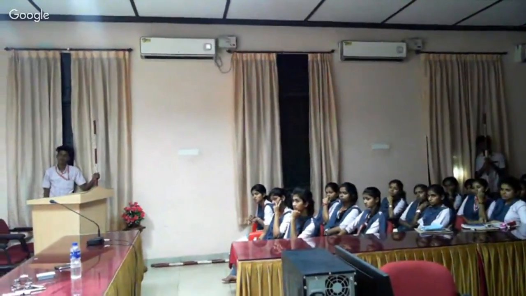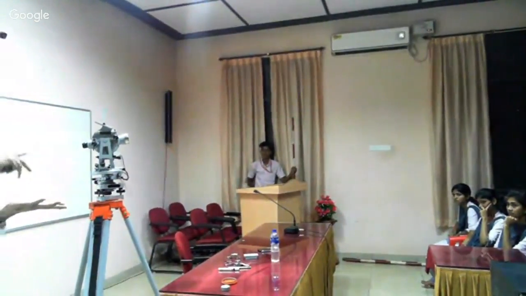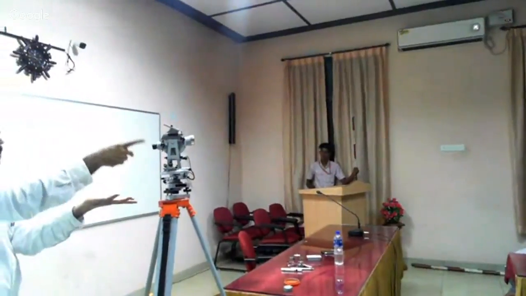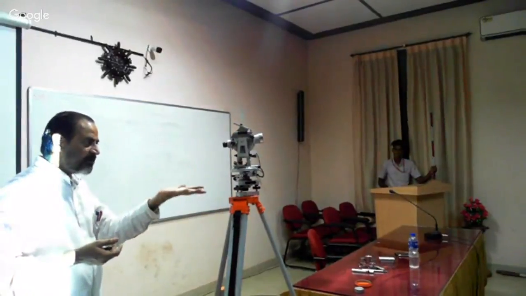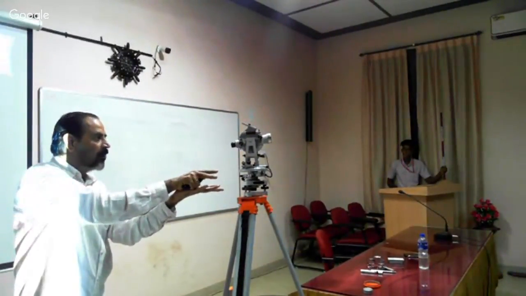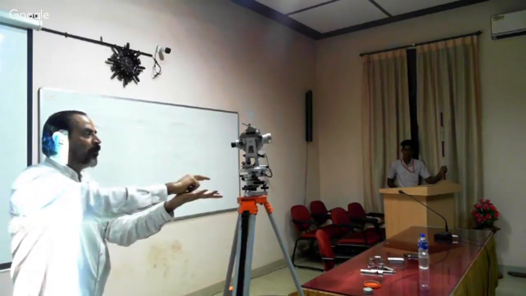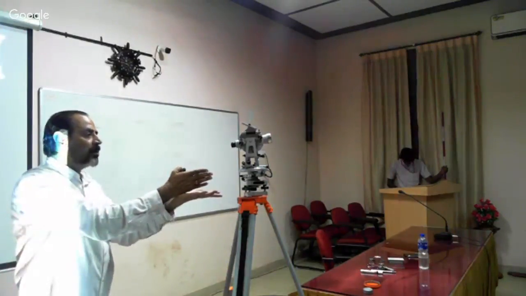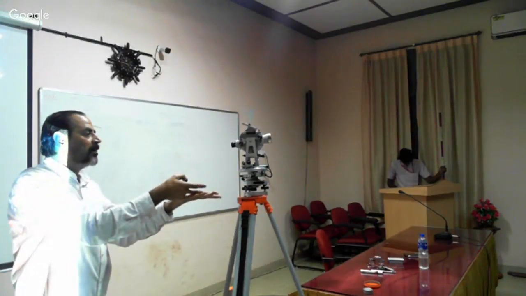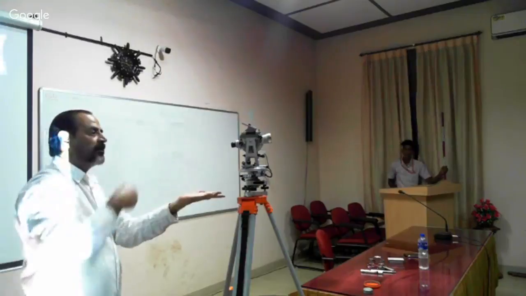Now the lower plate is fixed, the upper plate is rotated, the upper plate is moved from 0 through the angle AOB, the angle from this object to that object. The lower plate is fixed, the upper plate is moved from A to B. The telescope was like this, now moved to the object B, and this is the angle moved, the telescope moved through an angle AOB.